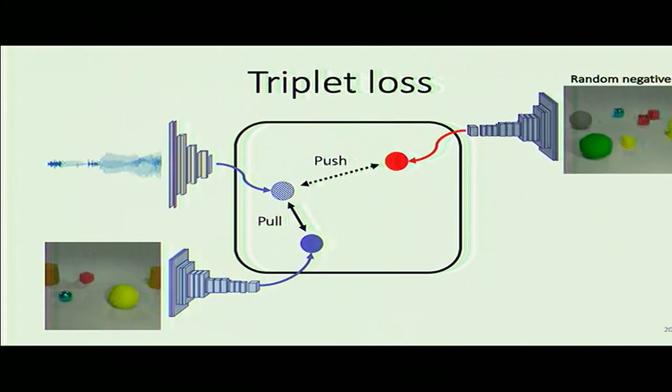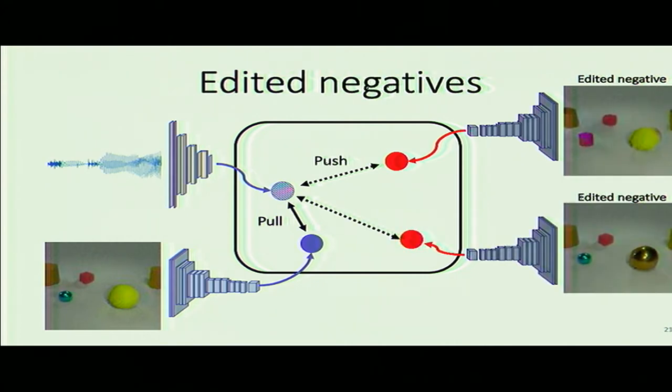Now, we go back to the setting where we have the description, we have the image, we want this to be far, and we can take a random negative, but now as we're generating these images with the GAN, we can create edited negatives. And that's basically the whole idea of the paper. We are going to train the system so that with a given image and a description, we create all these edited negatives that will force the system to learn attributes.